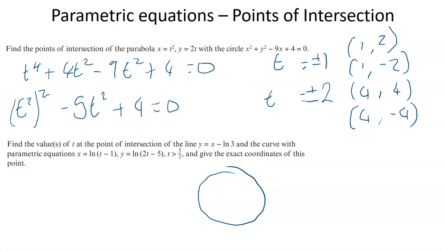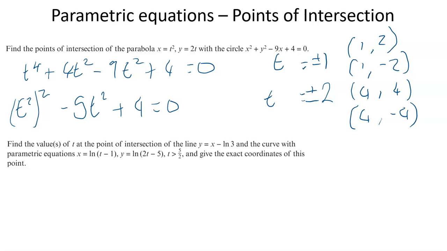So if this is our circle, we've got our parabola coming through like this. And so here are our values when x equals 1, and here where both x values are 4. So I think that's what's happening in this case. Great, so that's found all 4 intersection points there. Let's have a look at the second example.